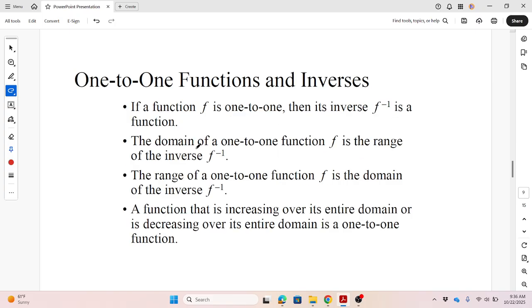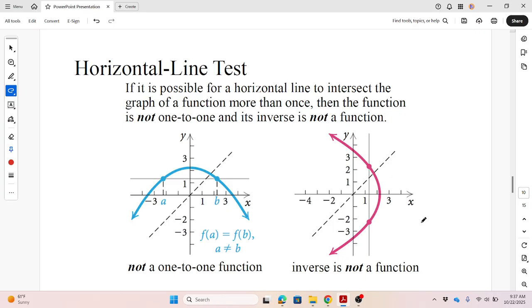Okay, so if a function is one-to-one, then its inverse is also a function, and that's called inverse function. The domain of a one-to-one function now becomes the range of the inverse. So the domain becomes the range, the range becomes the domain, they just switch. A function that is increasing over its entire domain or is decreasing over its entire domain is one-to-one function. That's a very easy way to find out: if something is either increasing or decreasing, then that's a one-to-one function.